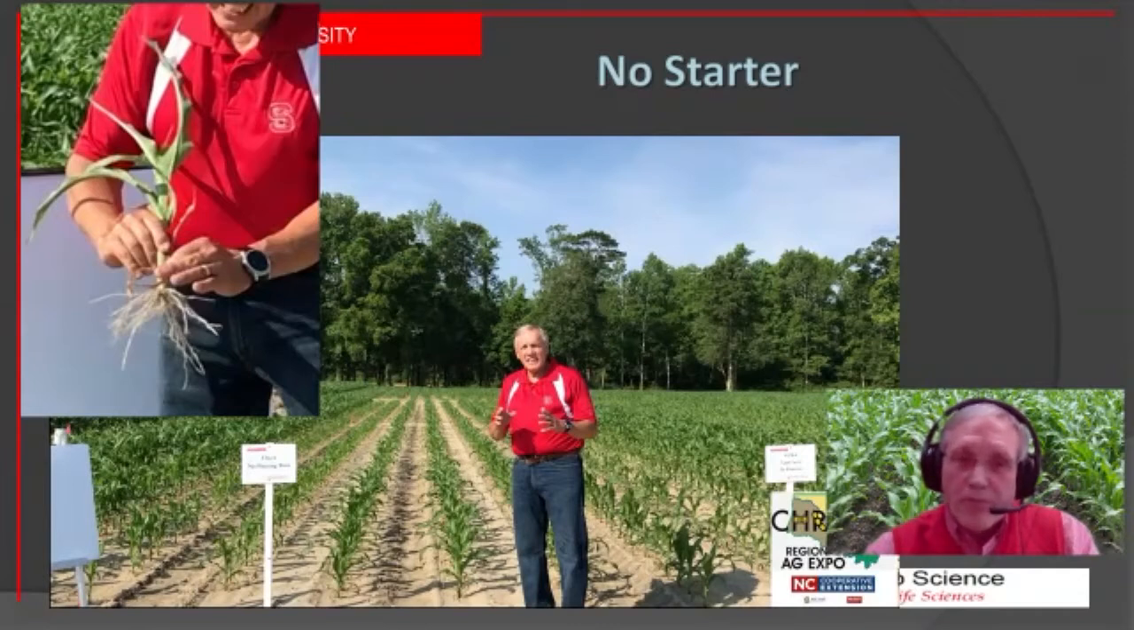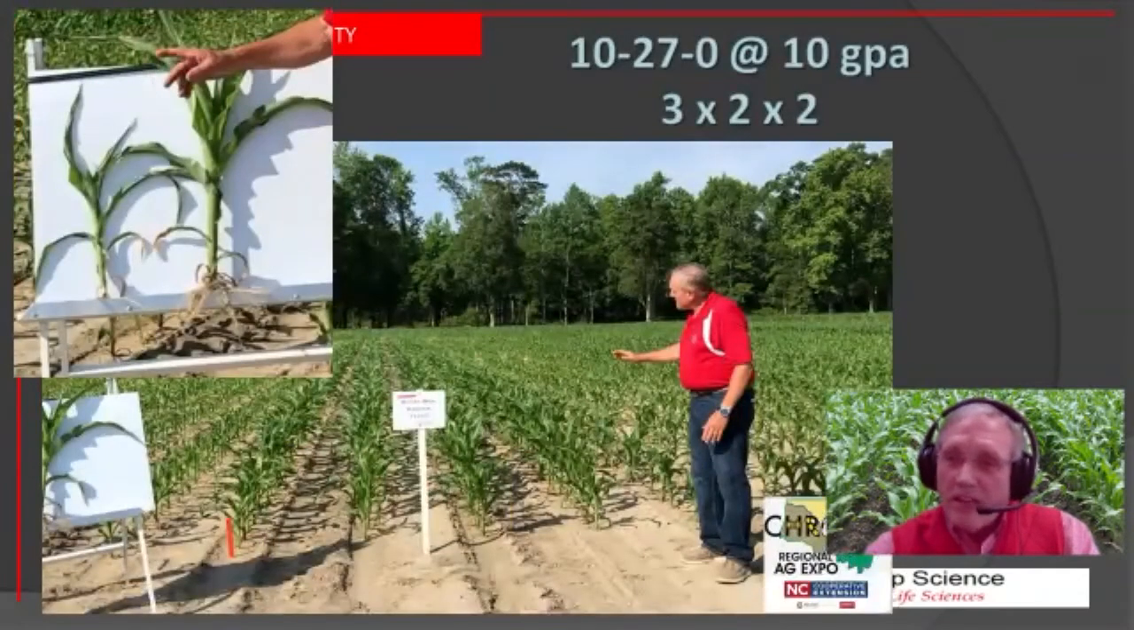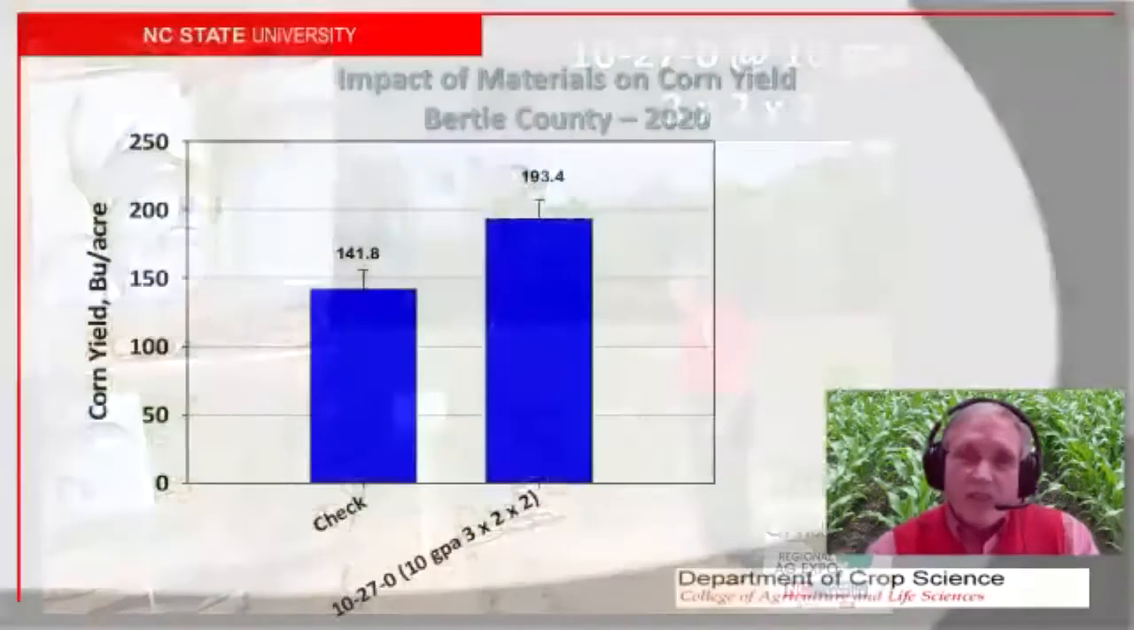that I have here. If I go forward and look at here's 10 gallons of a 10-27-0 in a 2x2, 3x2x2 band. In other words, on both sides of the row. And it doesn't take long to look at those plants and see that they're bigger, or to look at the root system and see that indeed it's enhanced. And that's what we're trying to achieve, is that enhanced root system under starter fertilizer. So indeed, that shows that starter does have an influence here.